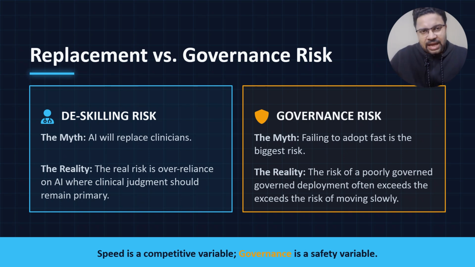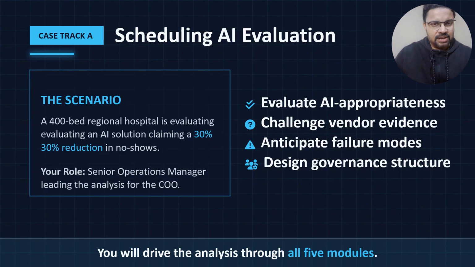Building on the idea of challenging assumptions, let's tackle two more misconceptions: replacement versus risk. The myth that AI will replace clinicians distracts from the real danger: over-reliance on AI eroding crucial clinical judgment. Similarly, the fear of moving too slowly often overshadows the greater risk of a poorly governed AI deployment. Remember, speed is a competitive variable, but governance is a safety variable. Now, let's put some of these concepts into practice with some real-world scenarios.